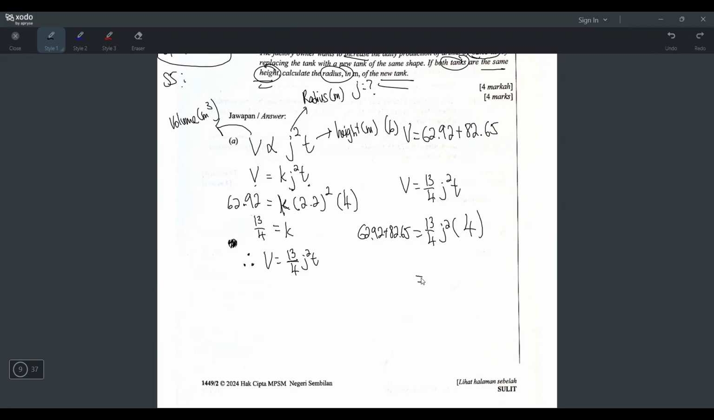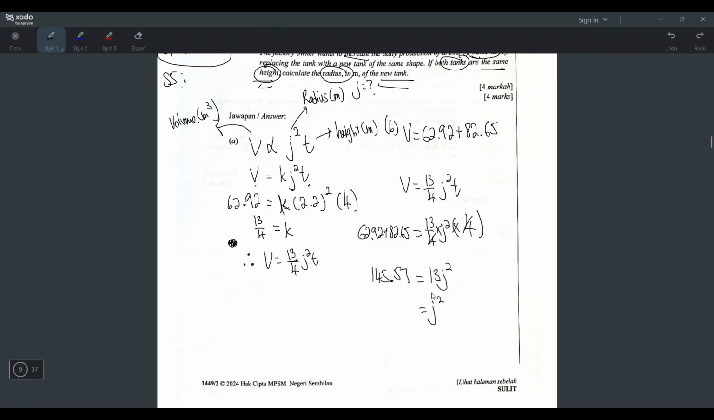Okay, but let's plus first. 62.92 plus 82.65. Okay, my calculator gives me 145.57. So write it down, 145.57. And then this one can cut, right? Yeah, because everything here is times, right? So when you times, atas bawah sama memang boleh potong. So you are left with 13J square.